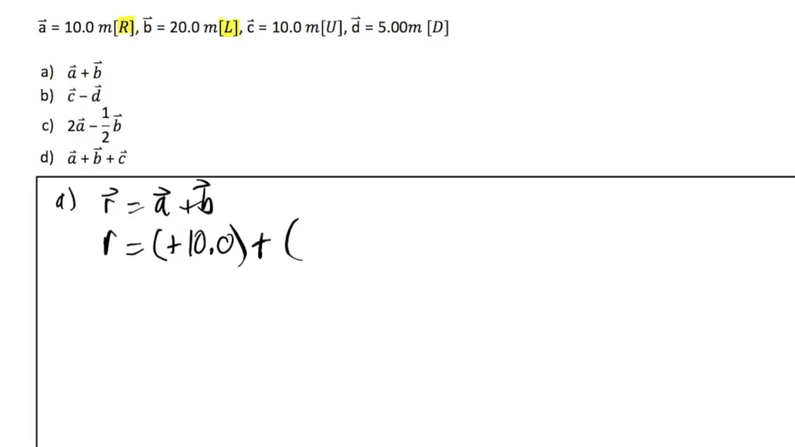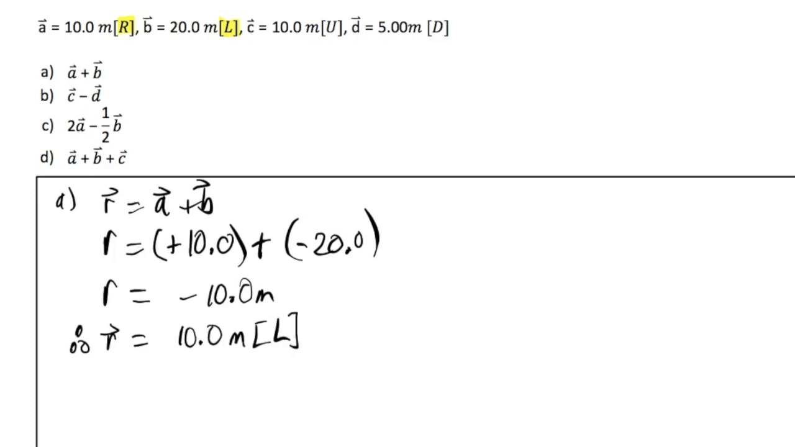Plus vector B. Vector B is to the left and it has a magnitude of 20. So therefore, that's negative 20.0. Positive 10 plus negative 20 is negative 10 meters. Therefore, the resultant is equal to 10 meters to the left. Again, note the negative sign was converted to this direction here. No negative sign in front.